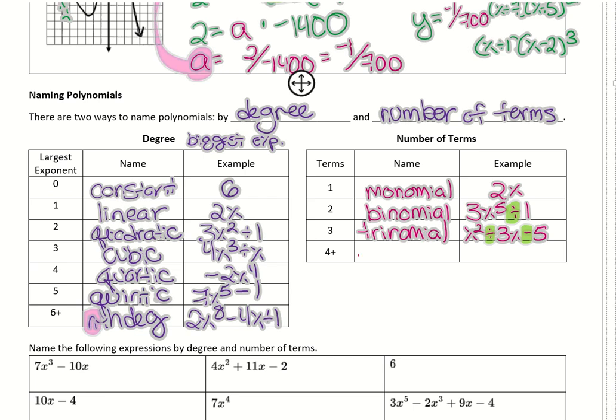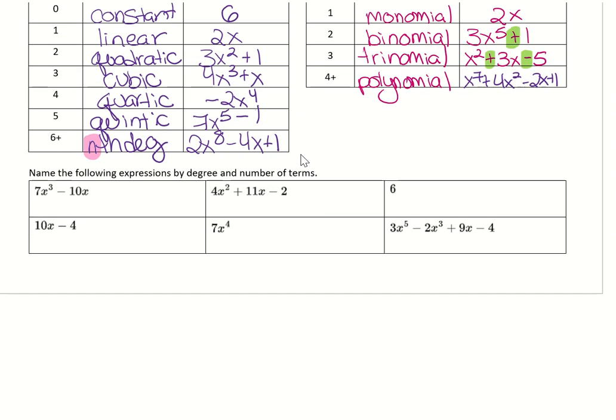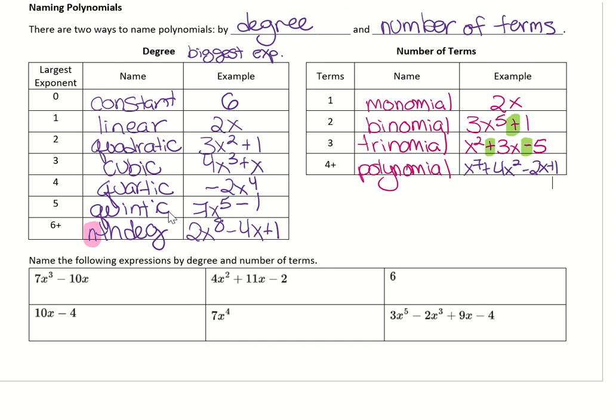And then finally, polynomial. After three pieces, we stop giving fancy names. Poly just means many, so many pieces. X to the seventh plus 4x squared minus 2x plus 1. So below, we're just going to name the following by their degree and their number of terms. We always put degree first because it's an adjective, and then the number of terms second because it's a noun. So if you want to pause it and try it and then come back here to check your work, now would be a great time to do that.